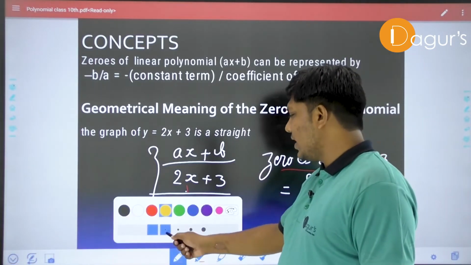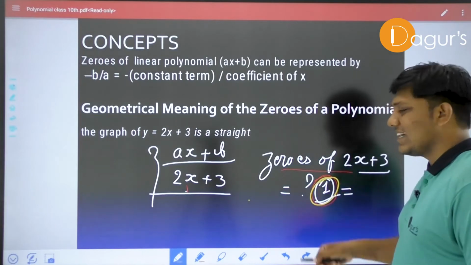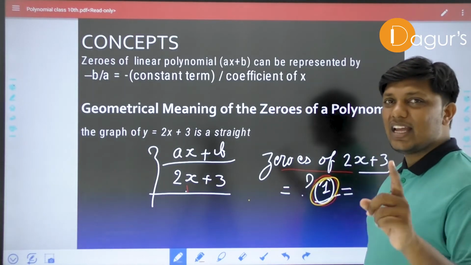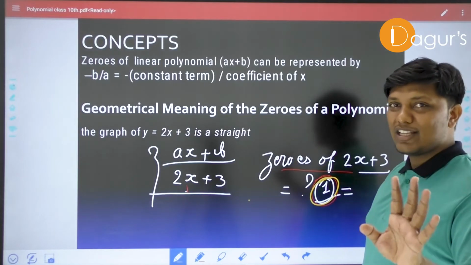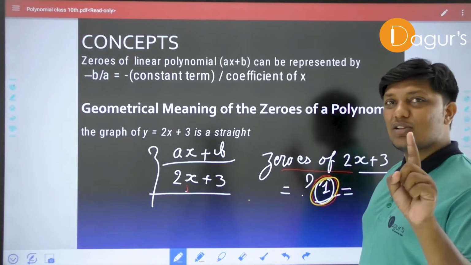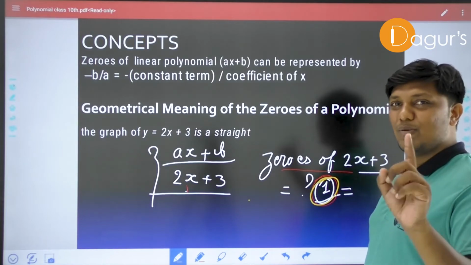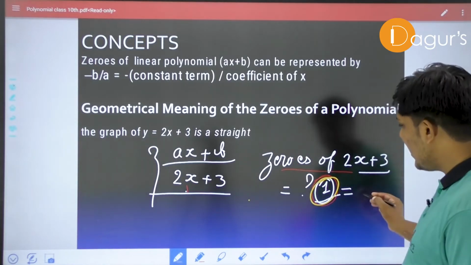Don't get confused. This one is not exactly the answer. It means that there is only 1 zero of this polynomial, not 1. 1 is not the zero. It means there is a number of zeros, which will be 1. Is it okay? Good.